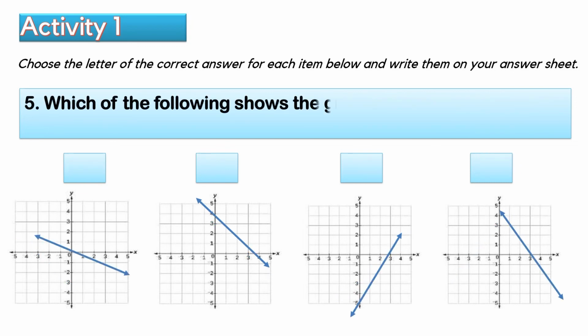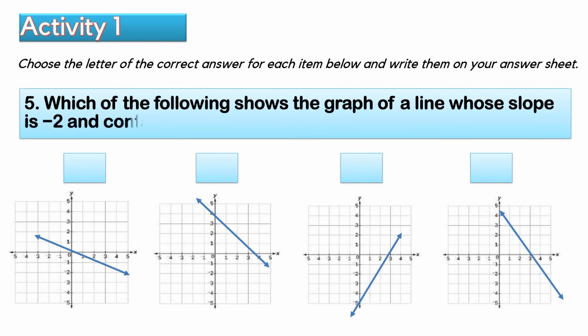Question number 5. Which of the following shows the graph of a line whose slope is negative 2 and contains the point (4, -1)? You have 10 seconds to answer the question. Time's up. The correct answer is letter D. And you are correct. So, how many items did you get? Great!